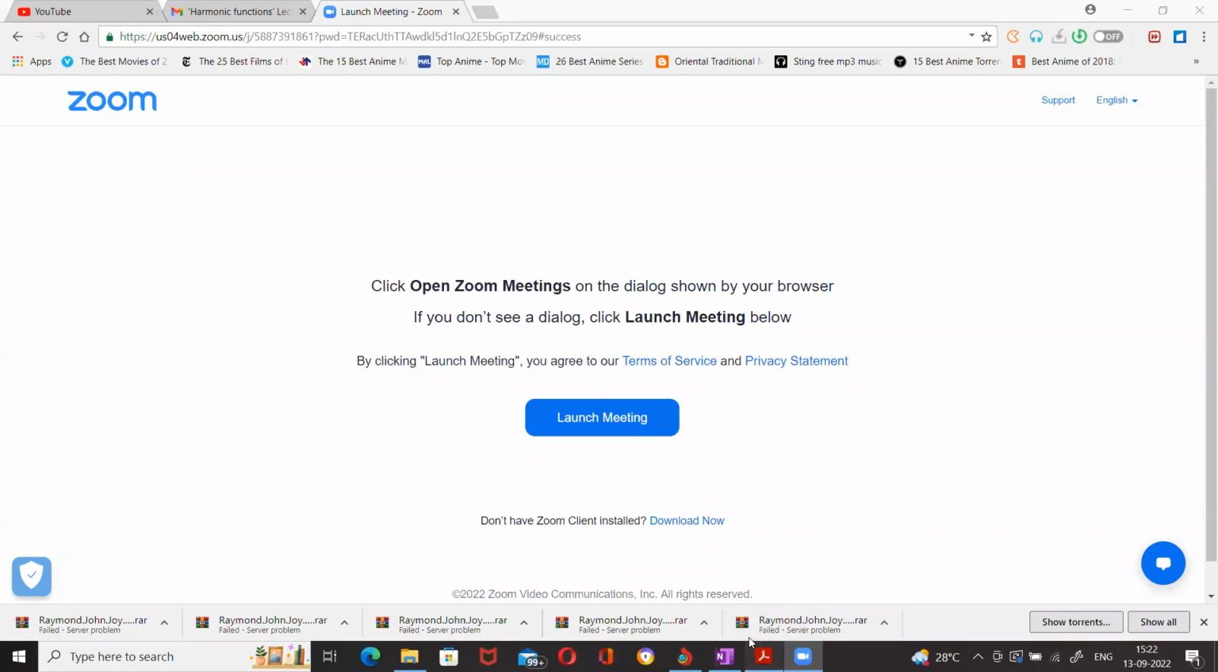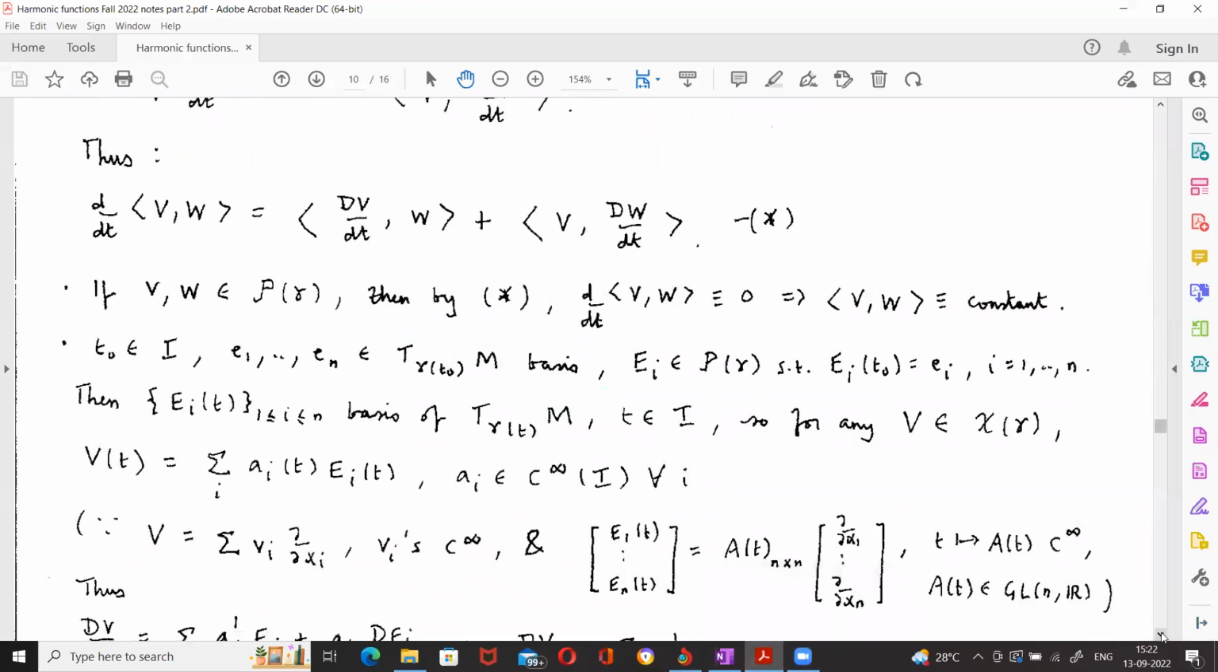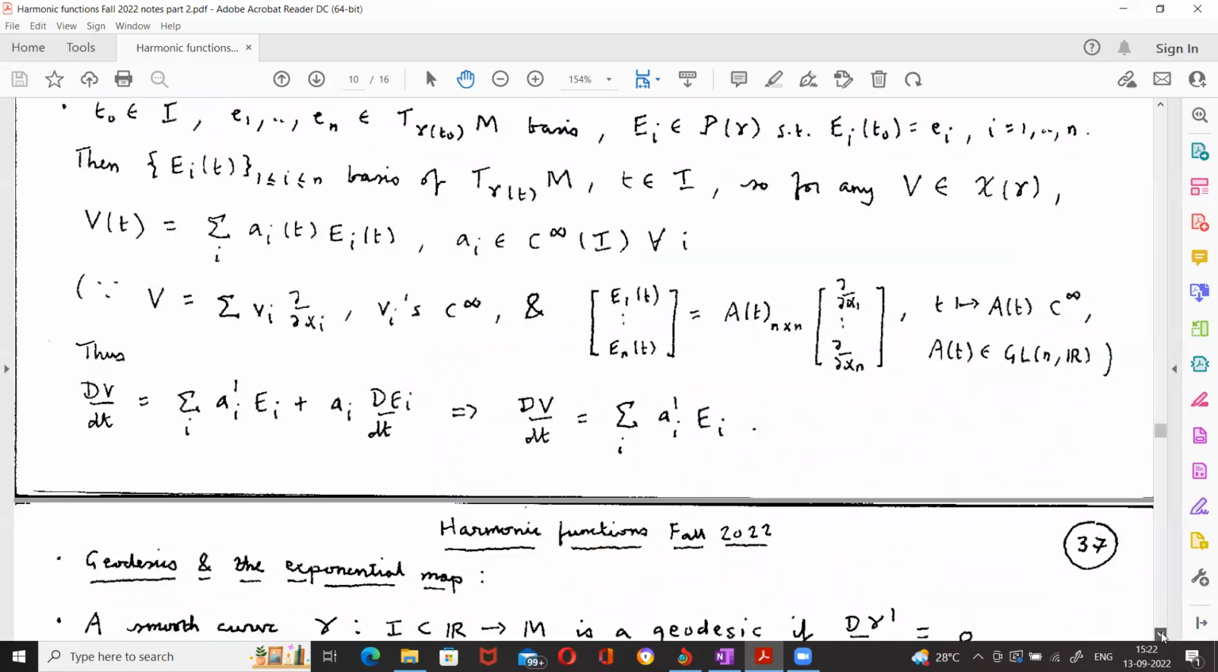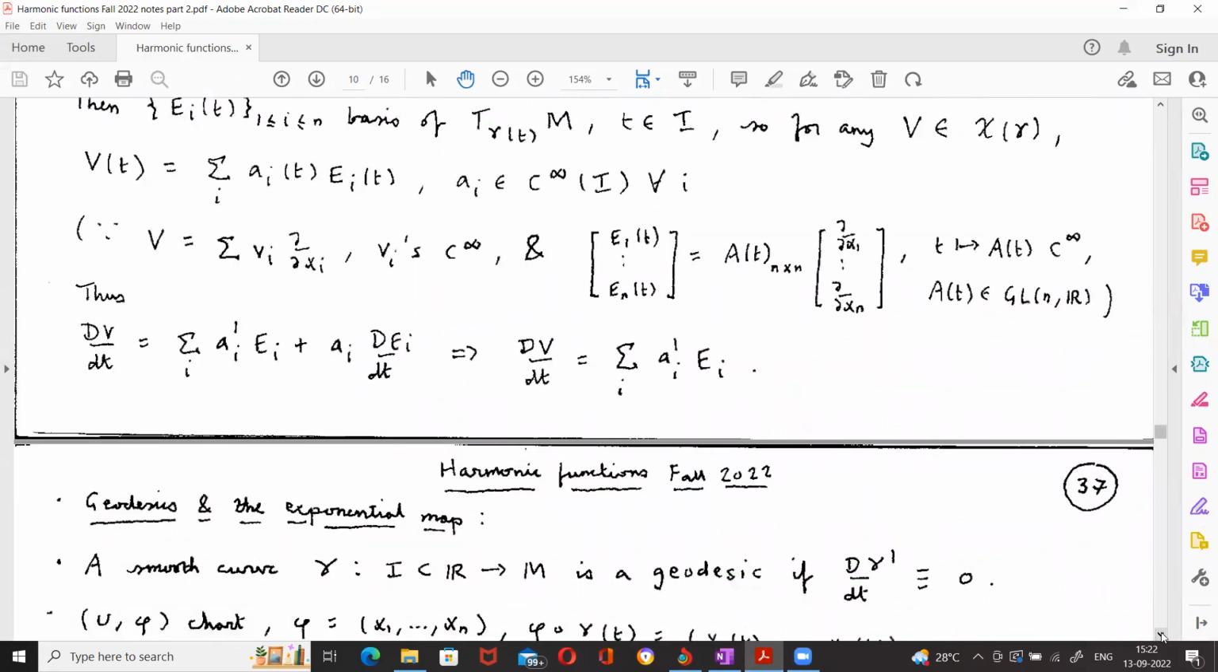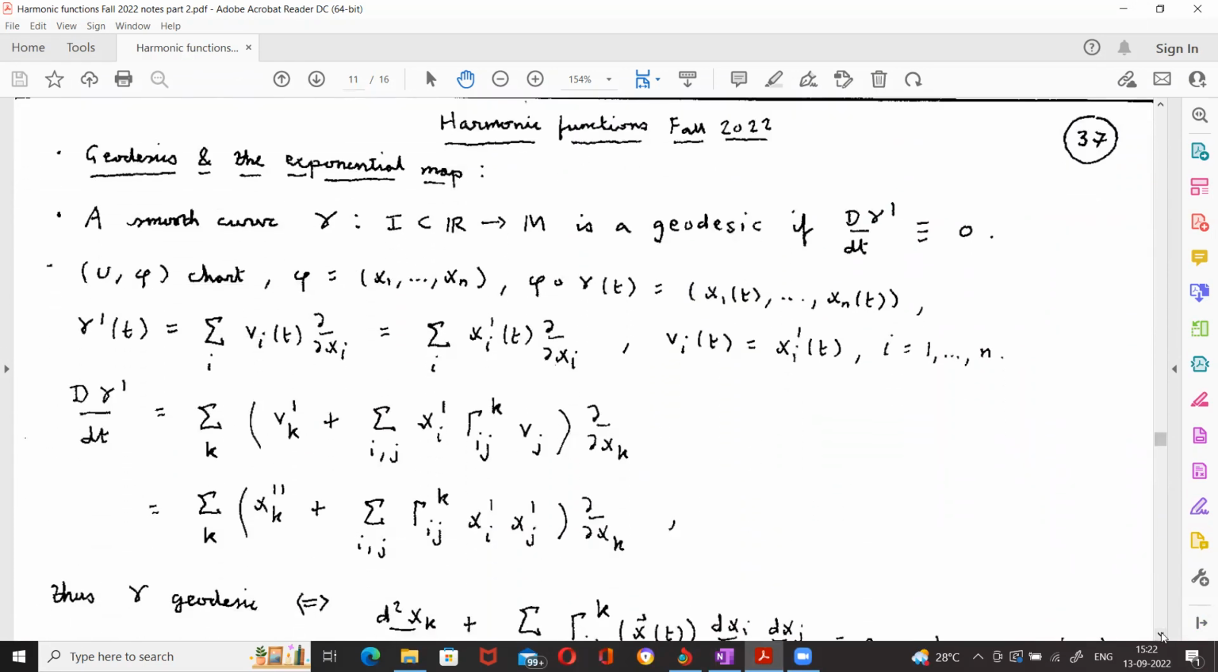Okay. So, now let's come to the next topic, which is geodesics and the exponential map. Okay. So now we can define a smooth curve gamma in a Riemannian manifold M to be a geodesic if the covariant derivative of the tangent vector field gamma prime is 0.